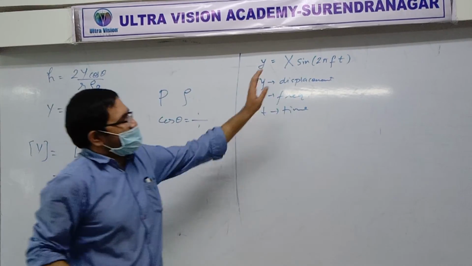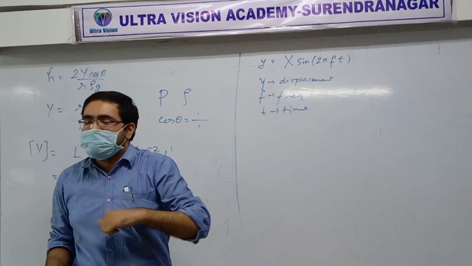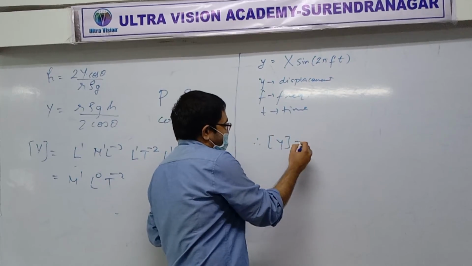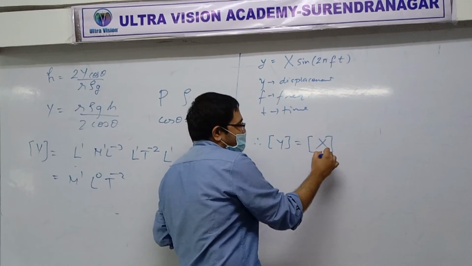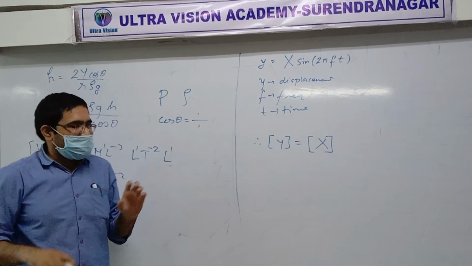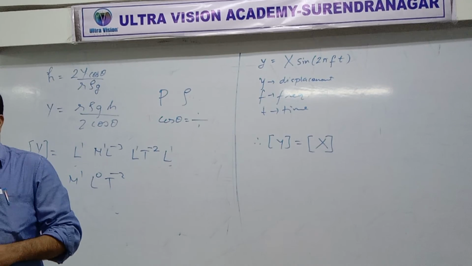First of all, this is like sine theta. Yes or no? What are dimensions of sine theta? That's why dimensions of small y and dimensions of capital X are same. Clear or not? So what will be the answer? Understood?